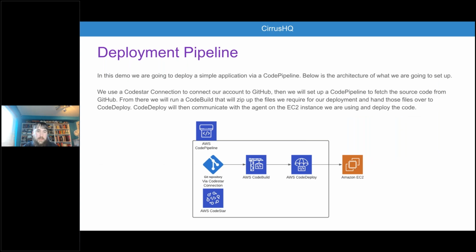And this is the deployment pipeline we're going to set up. So it's exactly what we said before. We've got the Git repository. We are going to connect to that using a CodeStar connection, which we'll show you how to set up. Then we'll go through CodeBuild, CodeDeploy, and then finally it'll go to the EC2 instance.